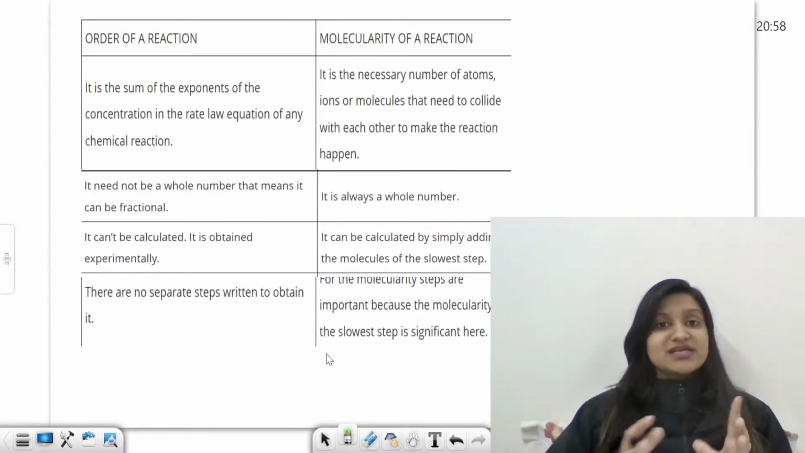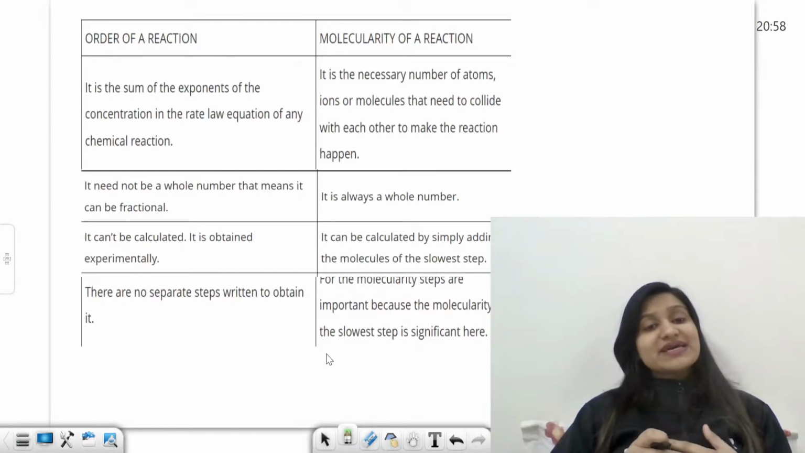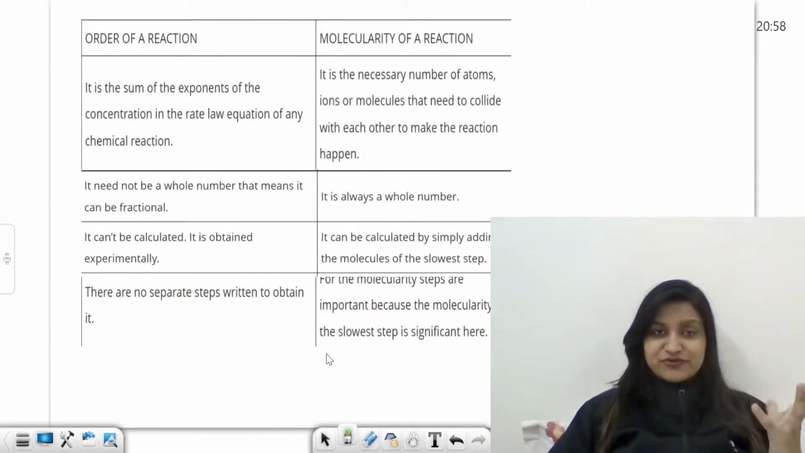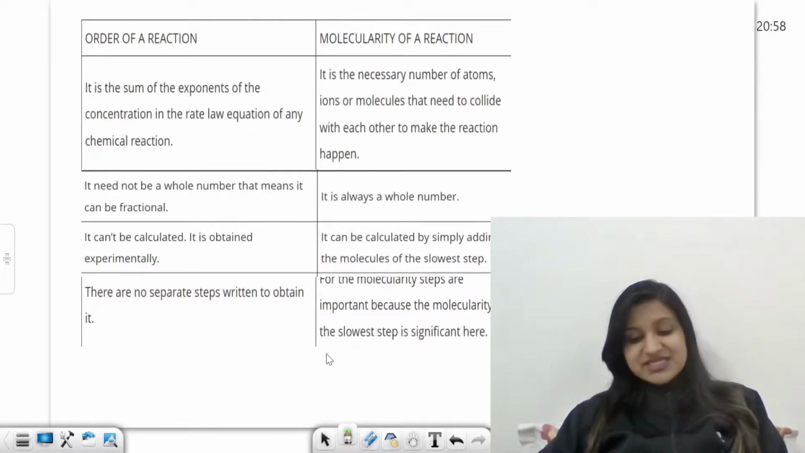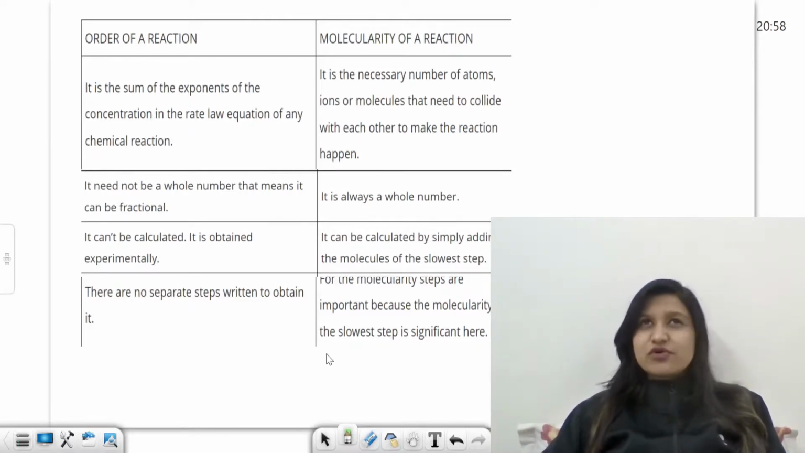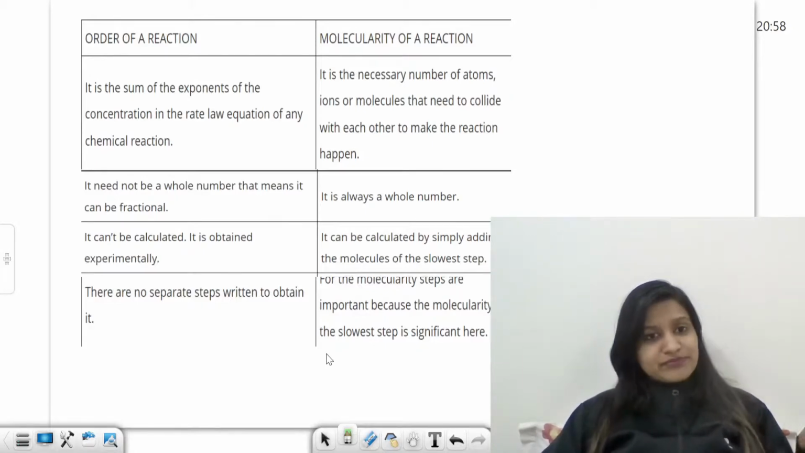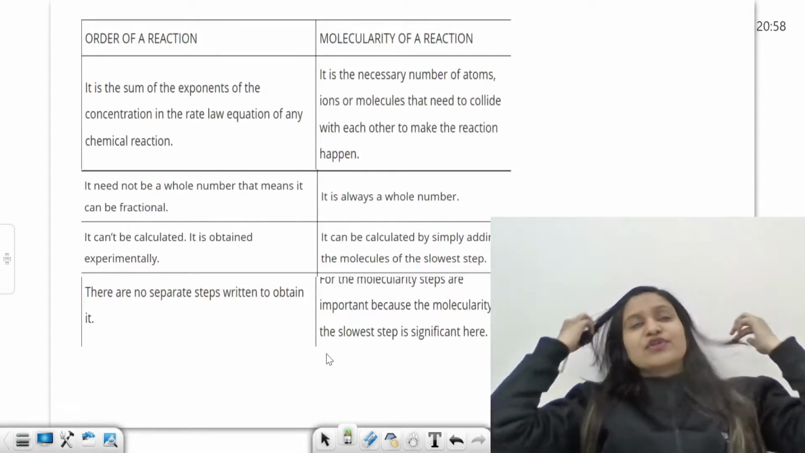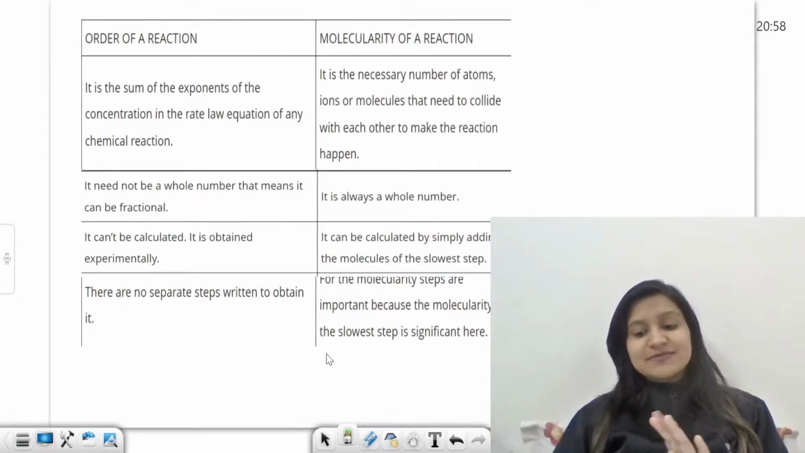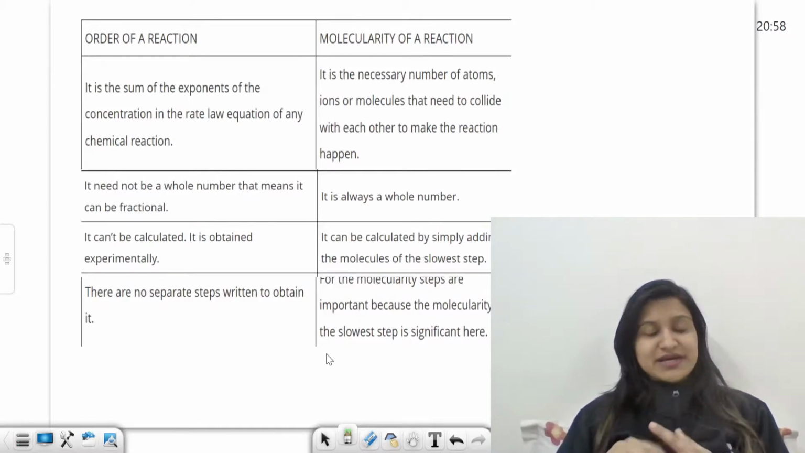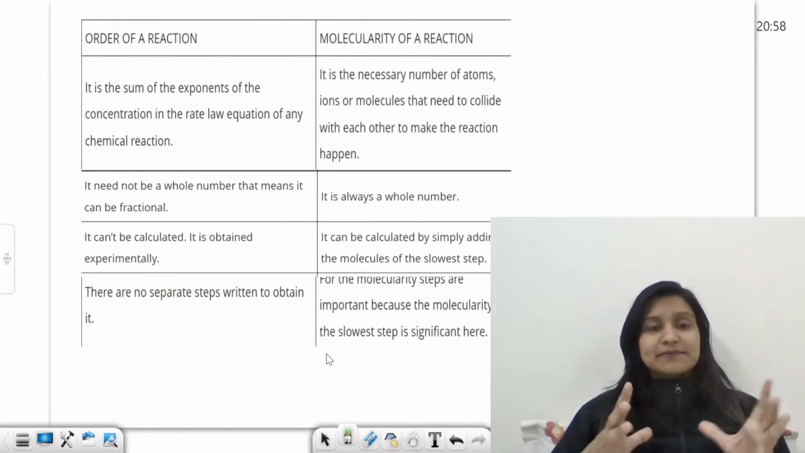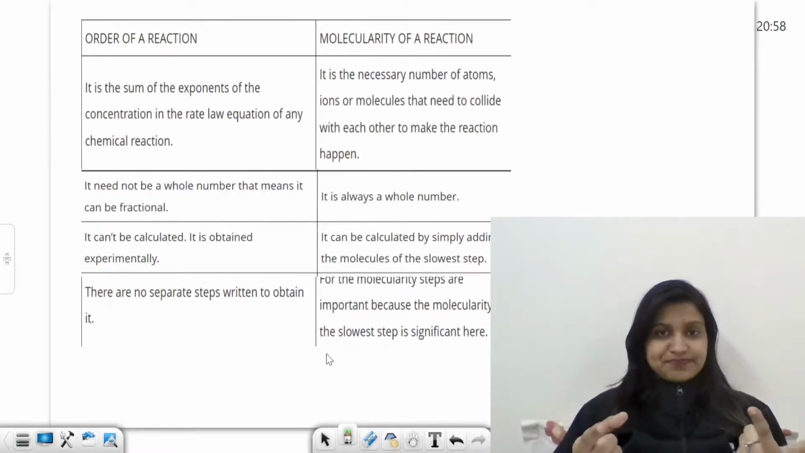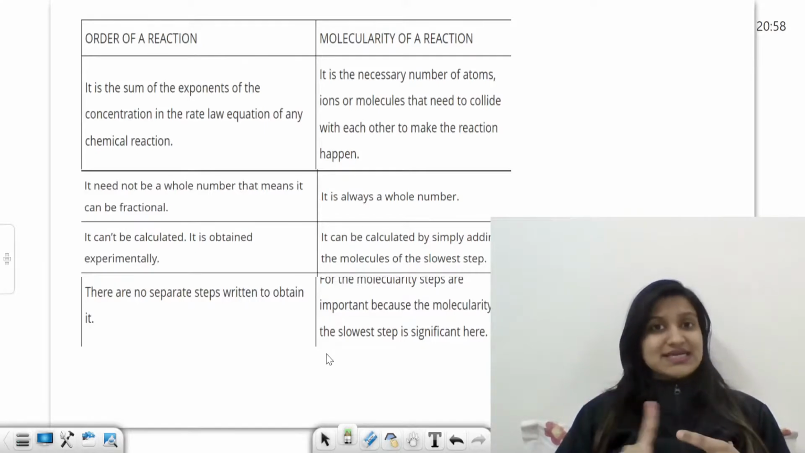Now, the last topic of today is the difference between the order of a reaction and the molecularity of a reaction. Since right now we did the rate law and the law of mass action, right? Even before it, let me tell you what an elementary reaction is and what complex reactions are. An elementary reaction is one which gets completed in a single step.